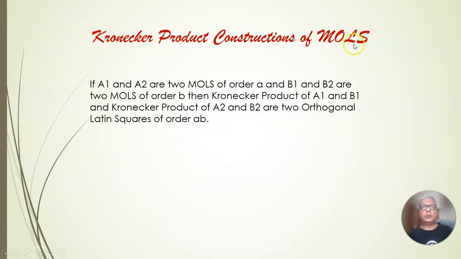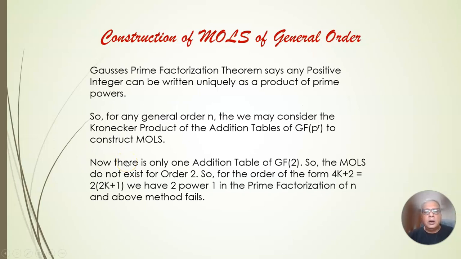Otherwise, there is a Kronecker product construction of mutually orthogonal Latin squares. If A1, A2 are two mutually orthogonal Latin squares of order A, and B1, B2 are two mutually orthogonal Latin squares of order B, then the Kronecker product of A1 and B1 and the Kronecker product of A2 and B2 are two orthogonal Latin squares of order AB. So if you've got two pairs of mutually orthogonal Latin squares, you can combine them using the Kronecker product. So for a general n, one can think about its prime factorization. For primes and prime powers, you can construct the mutually orthogonal Latin squares. Then you can use the Kronecker product to come up with a bigger mutually orthogonal Latin square.